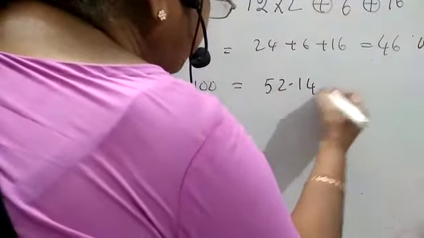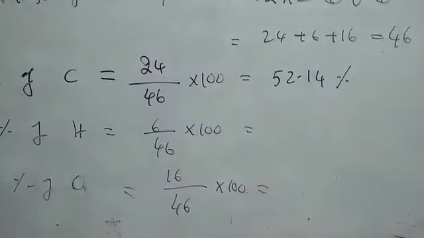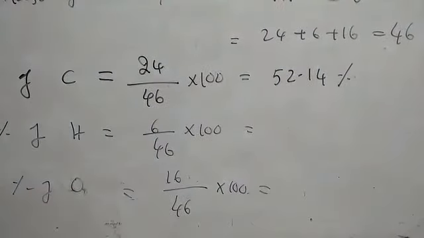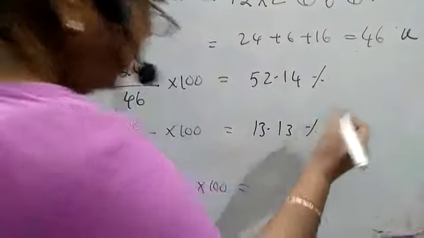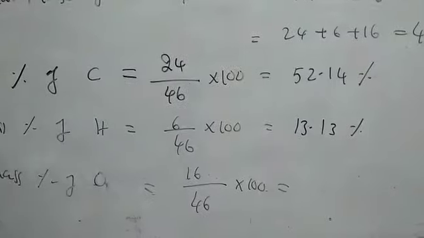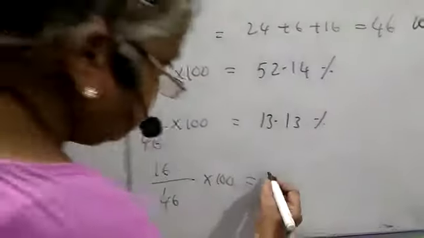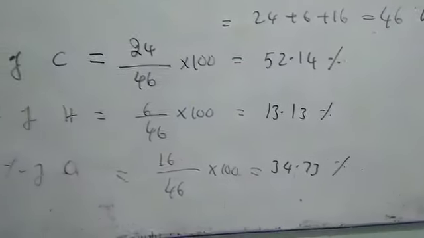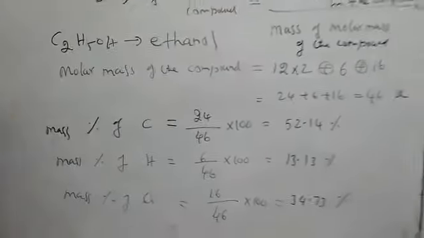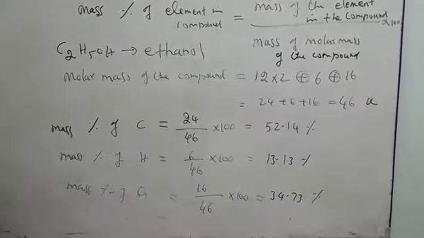So this one on simplification you are getting, first one is 52.14%. On simple calculation you can get it. In the case of hydrogen, you are getting 13.13%. And your oxygen you are getting is 34.73%. Okay, this example of your ethyl alcohol is over.